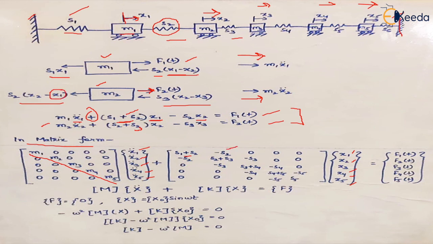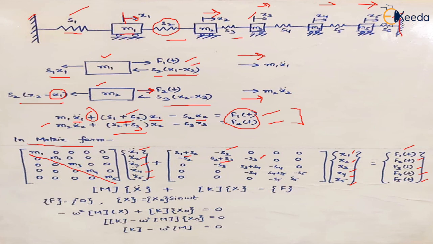Similarly, we can write for x2, that is, the equation for mass 2 has this component, which is minus s2 here, and (s2 plus s3). These are the components, and if you write the next equation for the third mass, we'll get another component, which is minus s3. Similarly, we can write all the spring stiffness factors by writing the free body diagrams and the equations of motion for all the masses given, which is equal to what? The applied forces, which are F1(t), F2(t), F3(t), F4 and F5, because force is a function of time.